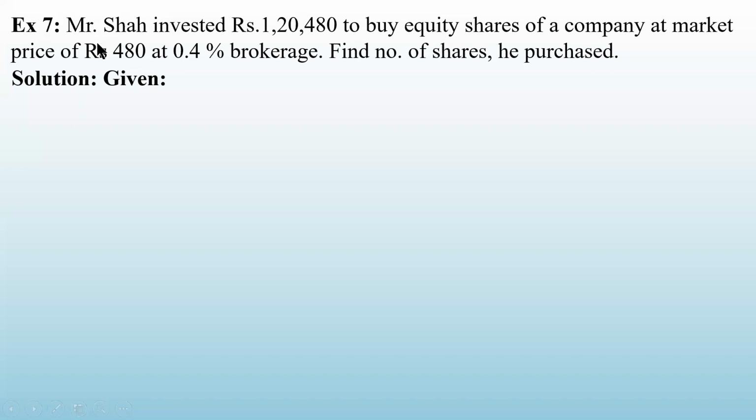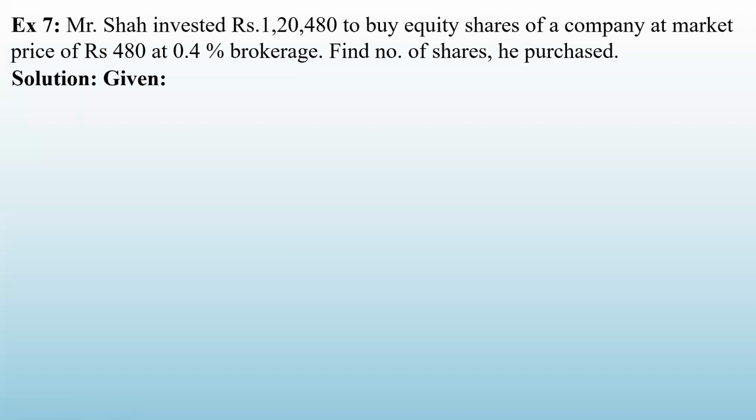Look at this question. Mr. Shah invested rupees 1,20,480 to buy equity shares of a company at market price of rupees 480 at 0.4% brokerage. Find number of shares he purchased. Read the question, try to understand and write down what are the things given to you. This way you have to do the plan now.